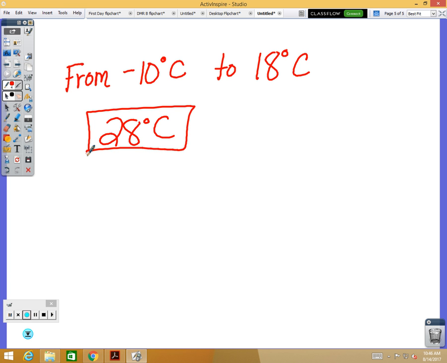If you're at negative 10 degrees on a thermometer, you have to go to 0 first, so that's 10 up. And then from 0 to 18, that's 18 more up. So 10 and 18 give you the 28.